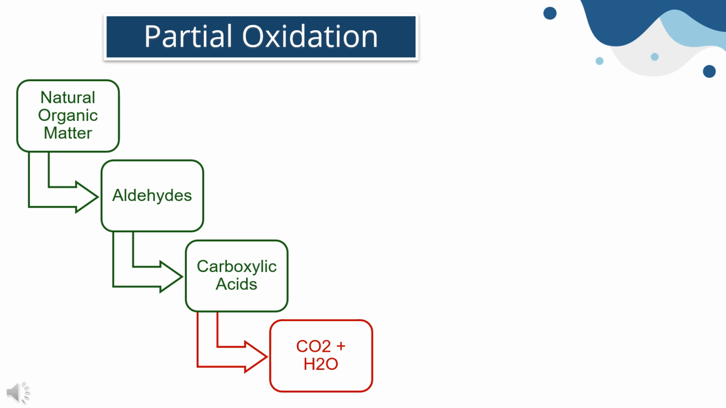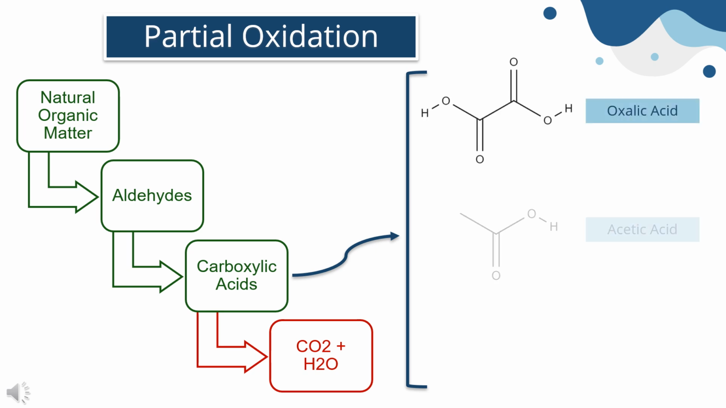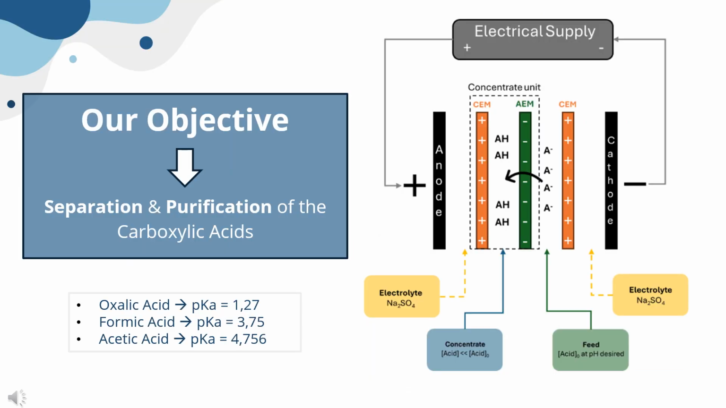That's why a partial oxidation can be a solution to obtain carboxylic acids with a low number of carbon atoms like oxalic, acetic, and formic. Therefore, this study focuses on the separation and purification of carboxylic acids coming from organic matter degradation.